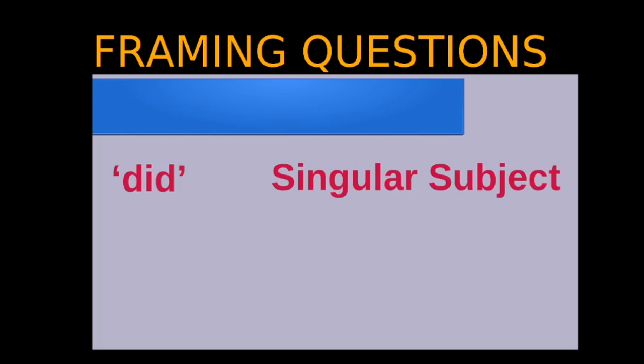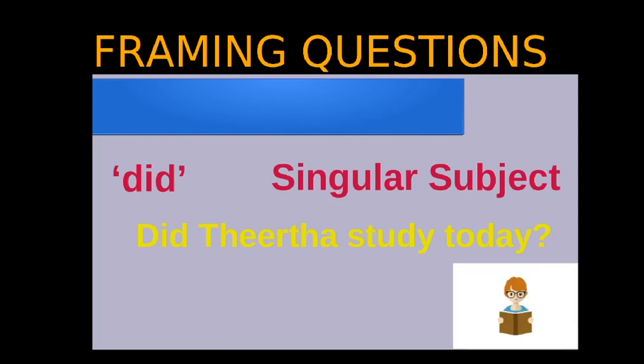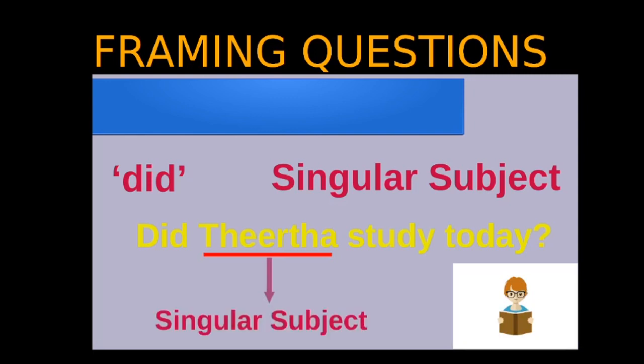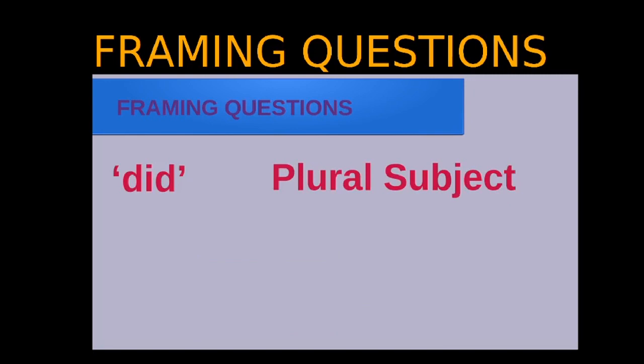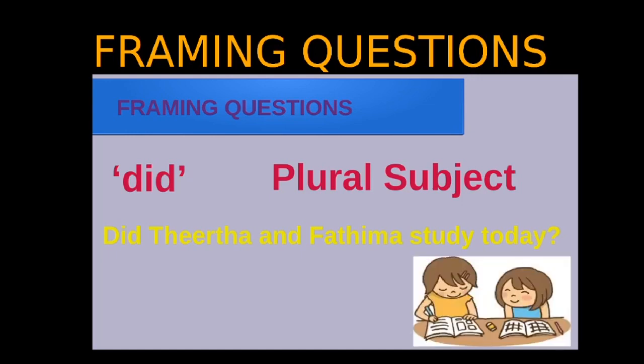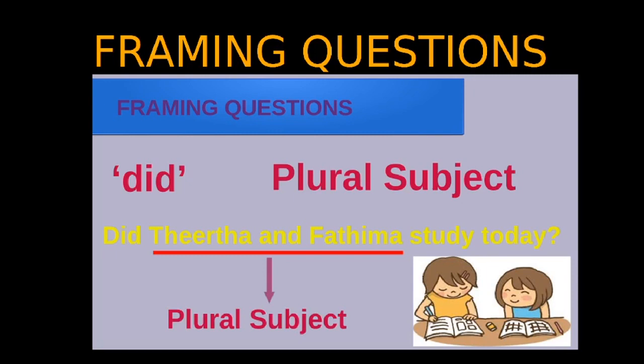Did is used with a singular subject. Did Tirtha study today? So you find Tirtha studying, and Tirtha is a singular subject. Did is also used with plural subjects. Did Tirtha and Fatima study today? So you find Tirtha and Fatima, and they are plural subjects.